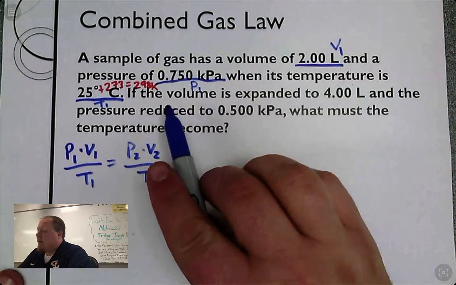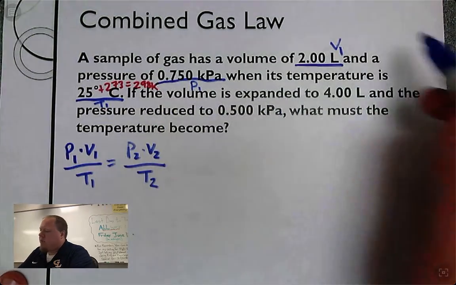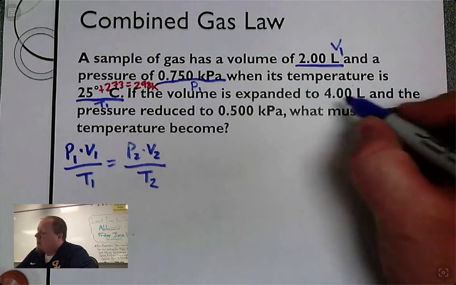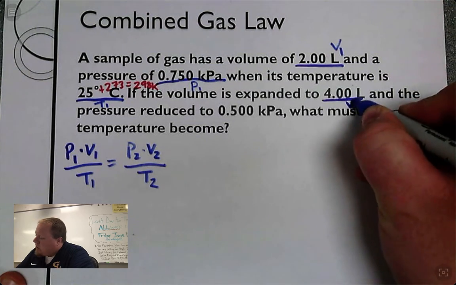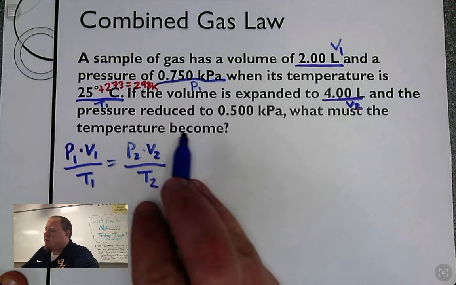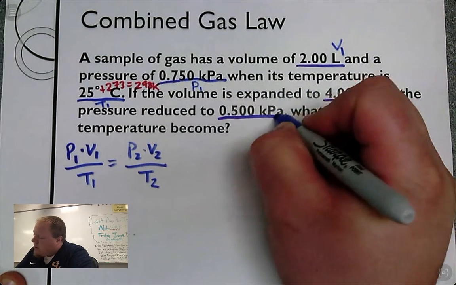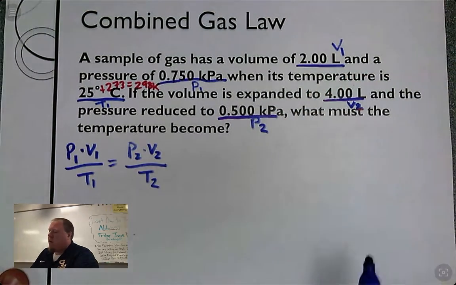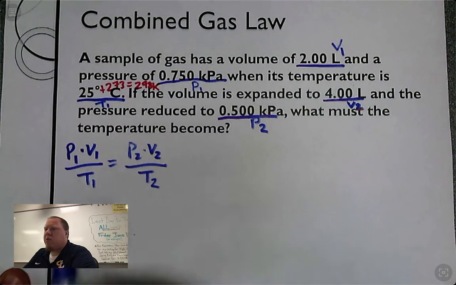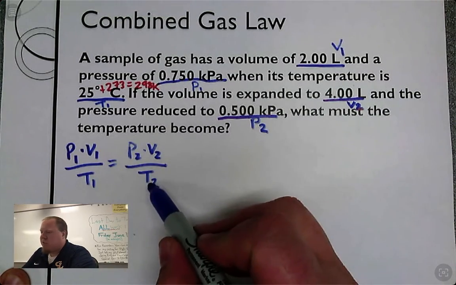Next, the volume is expanded. So we're changing the volume. This is now V2, a new volume. And the pressure is reduced to 0.500 kilopascals. So that is a new pressure, P2. What must the temperature become? So we are looking for T2.